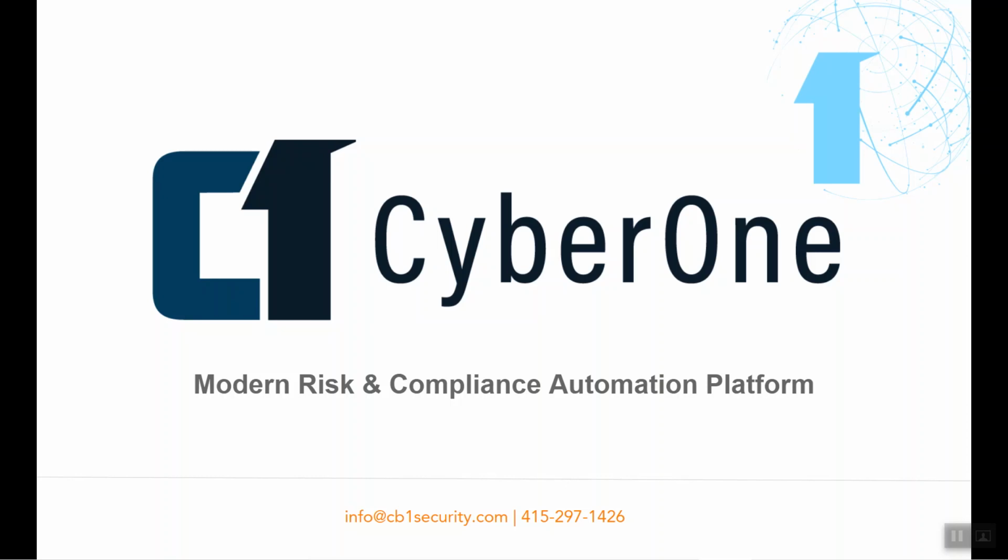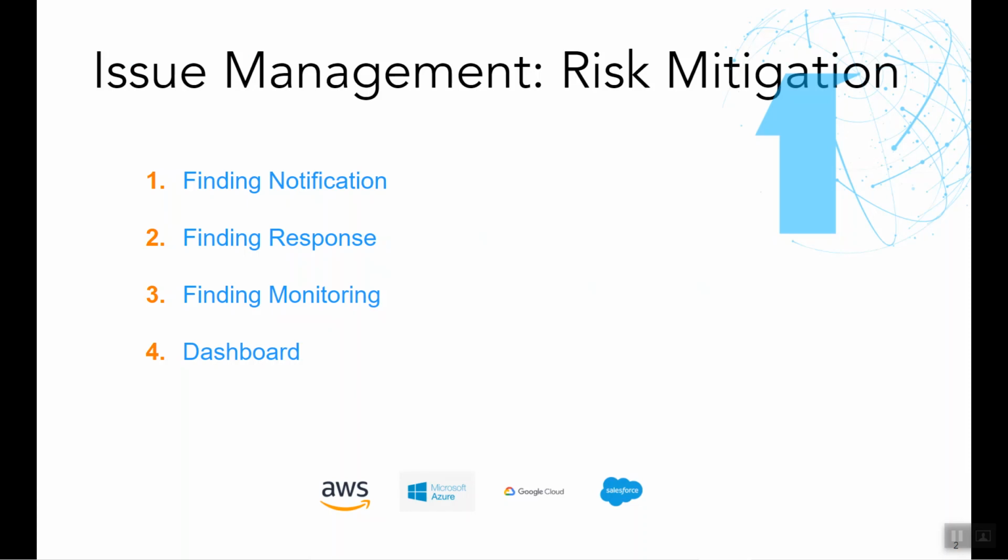Okay, so let's get started. Today we're going to be looking at issue management, and we're going to be going through the risk mitigation workflow. We'll start with creating a finding notification and sending out that notification for response, how to respond to that finding in our best-in-class light user portal, and then how to monitor the responses back in your management platform and create dashboards where you can see your risk in real time and have continuous monitoring across your system.